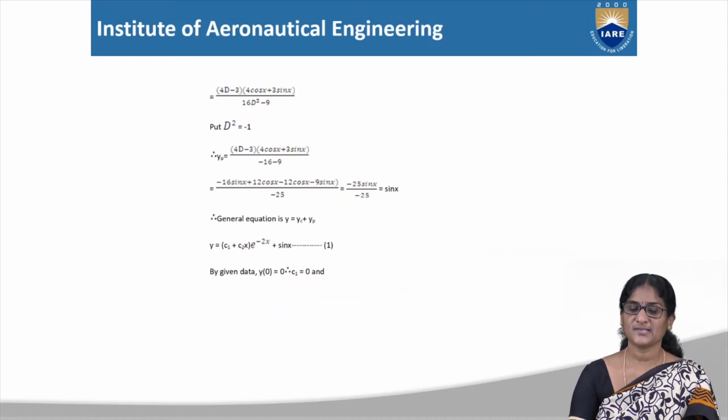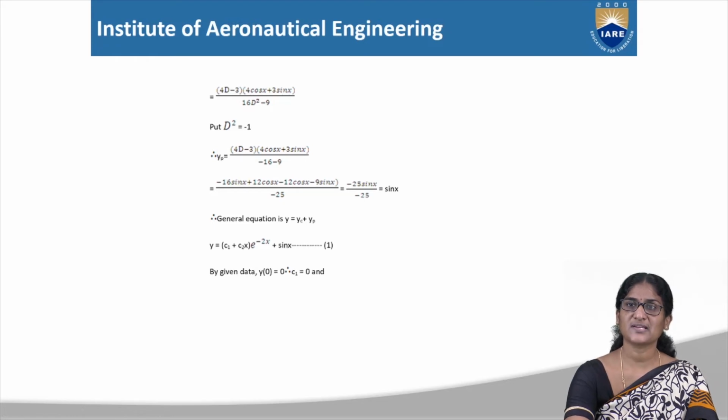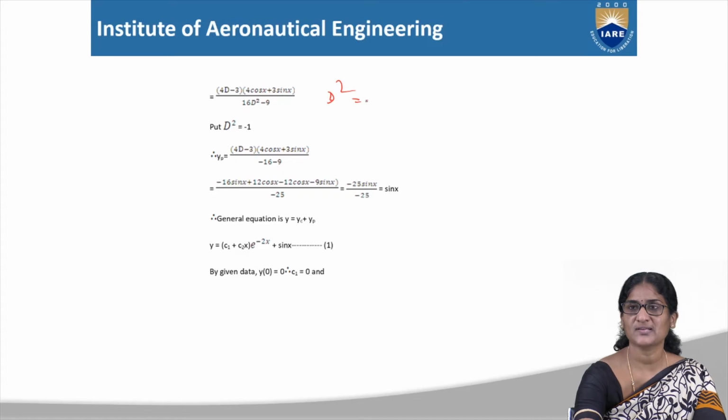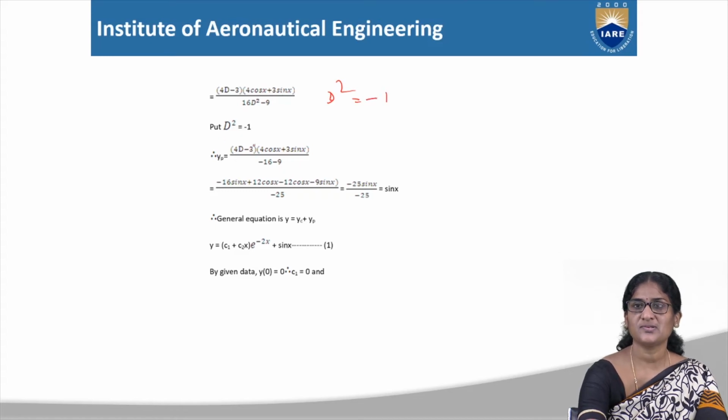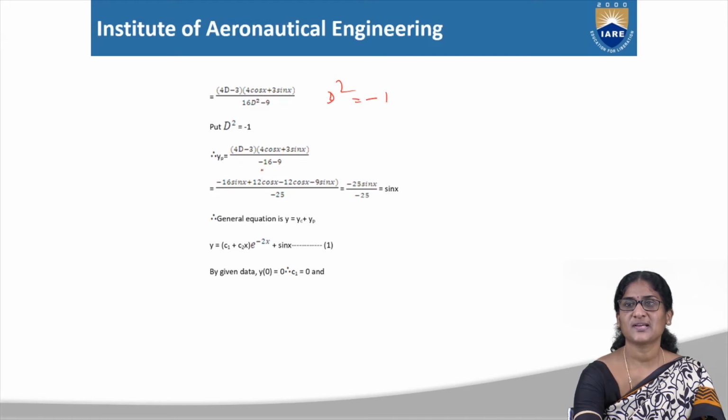Now, after rationalizing, what are you going to get? 4D minus 3 into 4 cos x plus 3 sin x divided by 16D squared minus 1. Again you try to substitute D squared is equal to, what is the coefficient here? The coefficient of x, that you have to take, that is minus 1. So you substitute D squared is equal to minus 1 and get the denominator free from the differential operator D. So you are going to get minus 16 minus 9, which is minus 25.